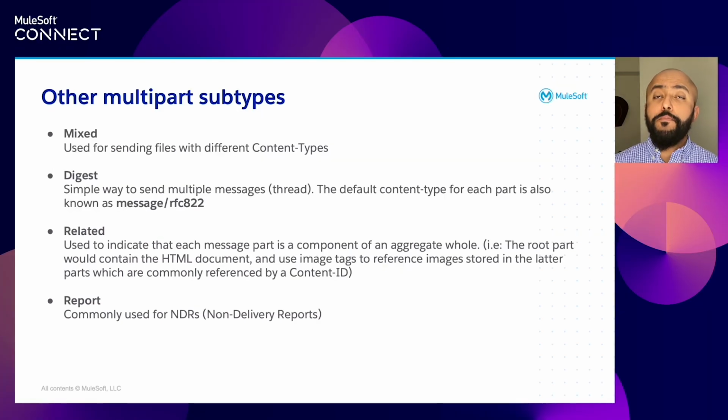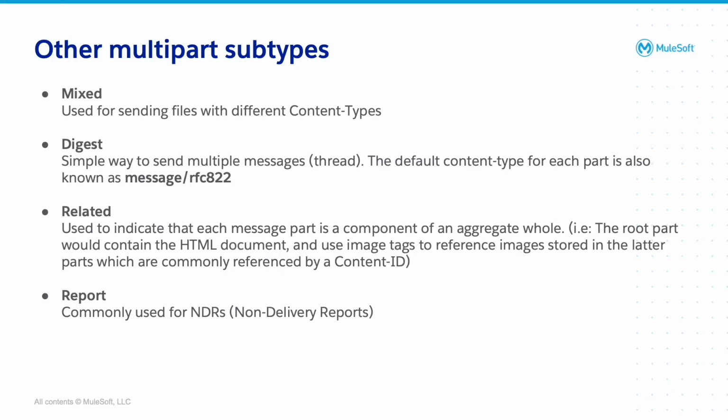We also have the report type, which is commonly used for NDRs, which stands for non-delivery reports. For example, when an email bounces back from a server because the recipient doesn't exist or its mailbox is full, that's the kind of email that you're going to receive back from the server. Unfortunately, at this point in time, that's not readable by the Mule connector. That should be done manually using a custom solution, as I'm going to demo soon.